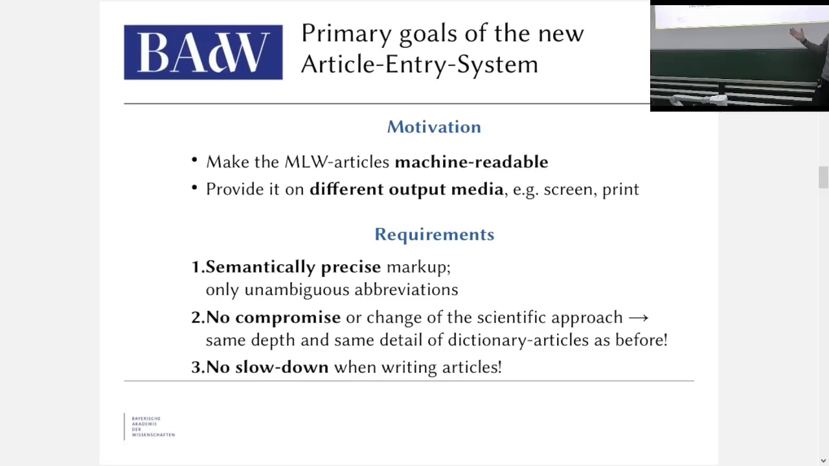We had several requirements for this project. First of all, we wanted a semantically precise markup. And we had to deal with these abbreviations, among other challenges. We didn't want to force the scientists to make any compromises, like to write this dictionary in a different style or to move from an article-based dictionary to a data-based dictionary where you record information about words, but do not write articles. In fact, articles are a little bit like scientific articles about a word, although they are strictly structured.